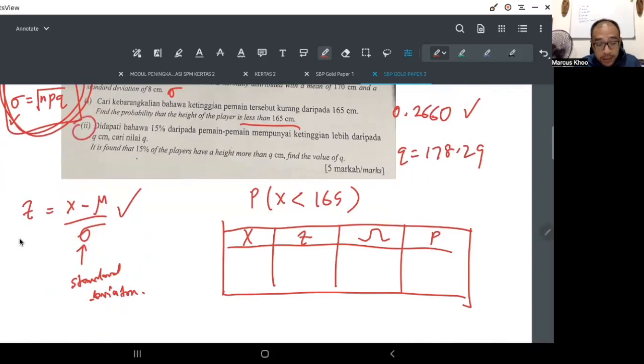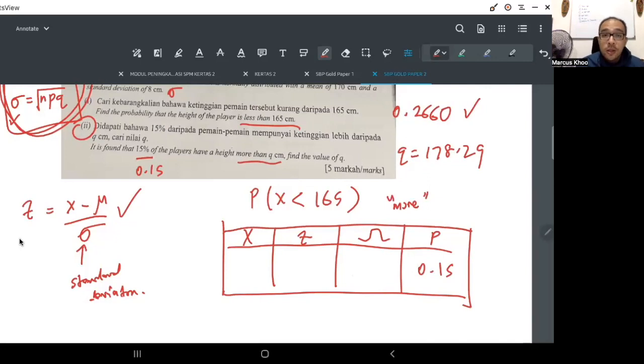Given that 15% of the players, when you see a percentage in normal distribution or any probability distribution, convert it back into probability. How? By dividing by 100. So the probability is 0.15. Then you want to know that it is more than Q. So, more.